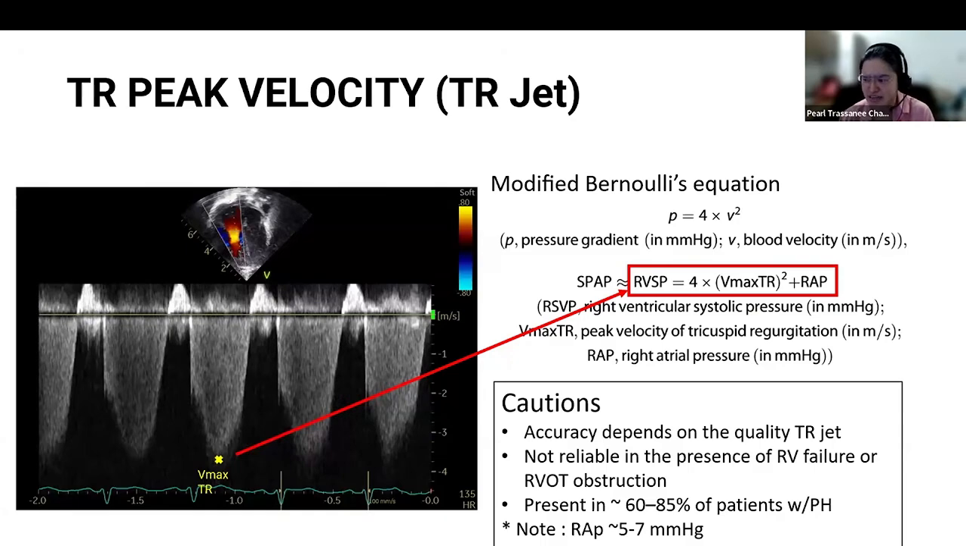However, the accuracy of the TR jet really depends on the quality of the TR jet acquired. Measuring an inadequate Doppler spectral envelope will potentially lead to an underestimated pulmonary pressure. Moreover, this estimation of pulmonary pressure is not reliable in the presence of right ventricular failure or right ventricular outflow tract obstruction. And lastly, the TR jet cannot always be observed and is only present in approximately 60 to 85% of patients with pulmonary hypertension.